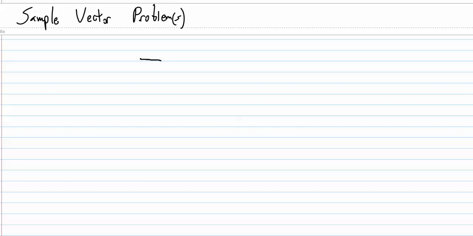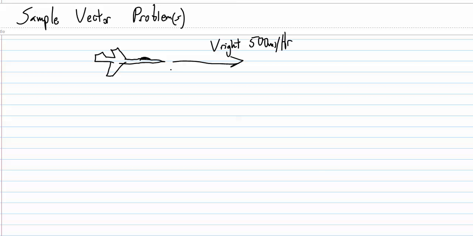Okay, so we've got a jet of some kind, and it's going to be flying, let's say, pretty fast. And, okay, it's already a bad drawing. I don't need to make it worse. We're going to say that its velocity is to the right, and its velocity to the right is 500 miles per hour. So it's going 500 miles per hour to the right.